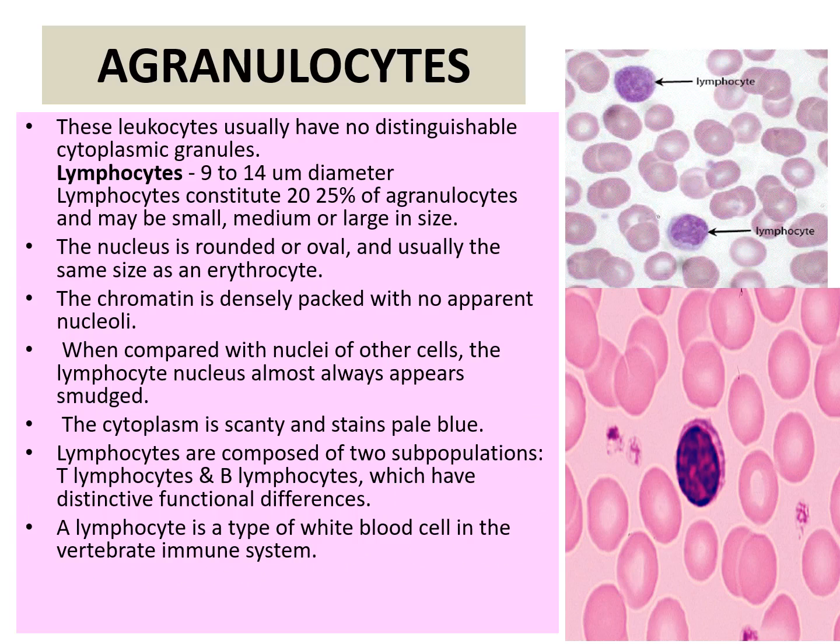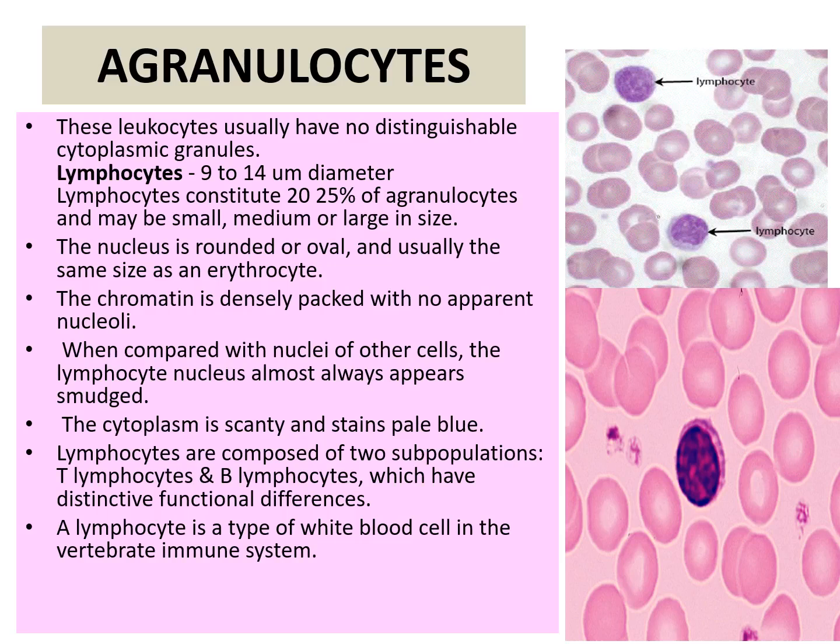Now coming to the agranulocytes. Agranulocytes do not have granules in their cytoplasm. They are of 2 types, that is monocytes and lymphocytes. Coming to the lymphocytes, they are the smallest, 9 to 14 micrometers in diameter, and they constitute 20 to 25% of agranulocytes. The nucleus is rounded or oval and usually the same size as that of the erythrocyte.